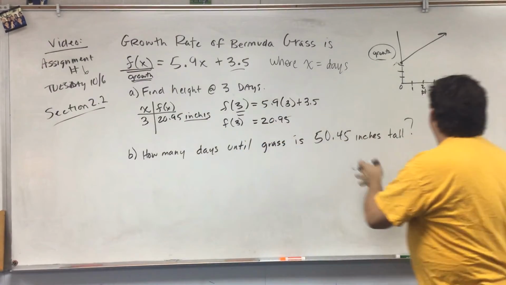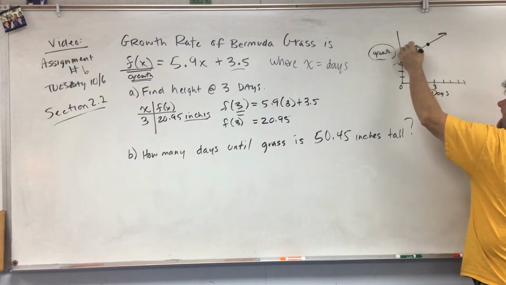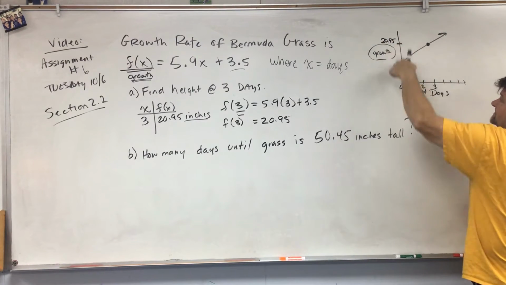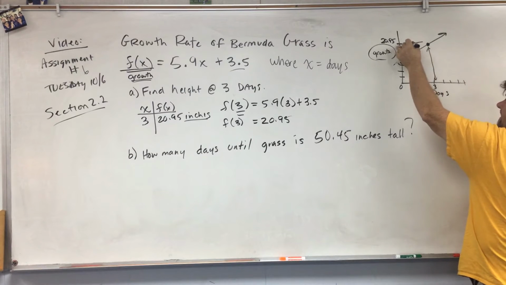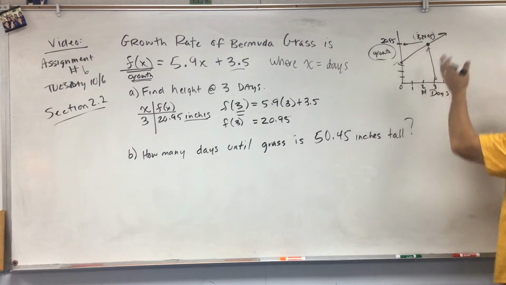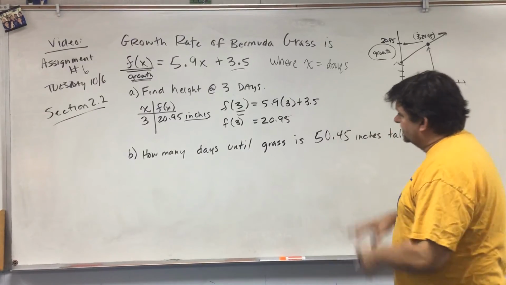So if I go over to my graph, at 3, we're way up here. At 3, we're at 20.95 inches of growth. So that's what we're looking at right there. There's my point. 3 and 20.95. Remember, we're always working with an x and a y, an x and a y, an x and a y, always.